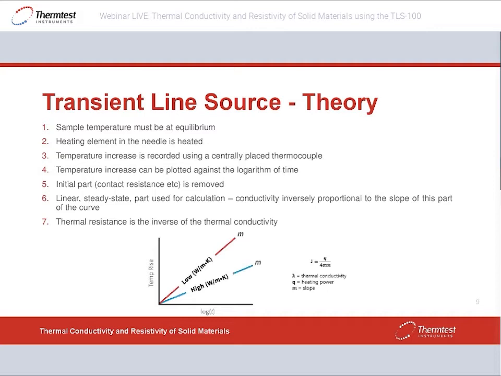Then we come into a linear, steady-state part of the curve. This is what we use. The thermoconductivity will be inversely proportional to the slope of this part of the curve. And you can also get the thermal resistance of your sample, which is very basic, because it's really the inverse of the thermoconductivity. So it's just 1 over thermoconductivity, and you have your thermal resistance. And you have the most fundamental equations down here, where basically you can see from the slope, and with knowledge of your heating power, we can find the thermoconductivity. Of course, there's calibration involved also here, but that's something we don't have to go into the details of.